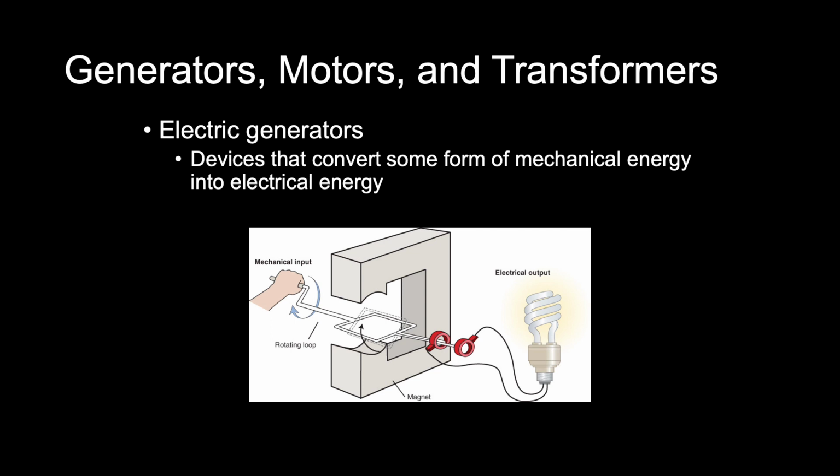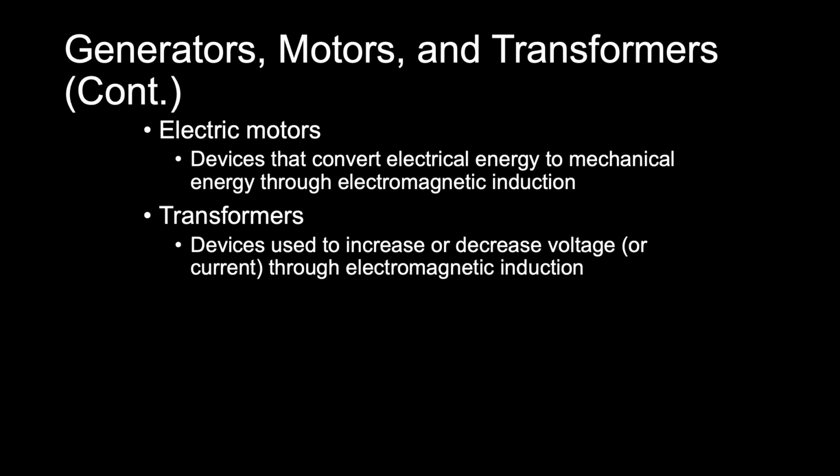And then the light bulb is that electrical circuit or electrical means that is created. Electric motors are devices that convert electrical energy to mechanical energy through electromagnetic induction.